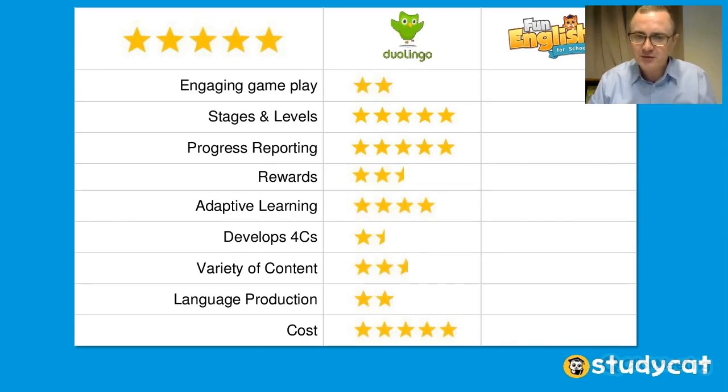It basically picks everything you're not doing well, keeps feeding it back to you. And you can't go through until you get it right. So it's constantly feeding back what you're getting wrong. It doesn't really develop the 4 Cs, a little bit if you've got to think critically about what something might be, but that's about it. The variety of content's okay because, you know, there's sort of 3 different things. You can translate, pick a picture, or speak.